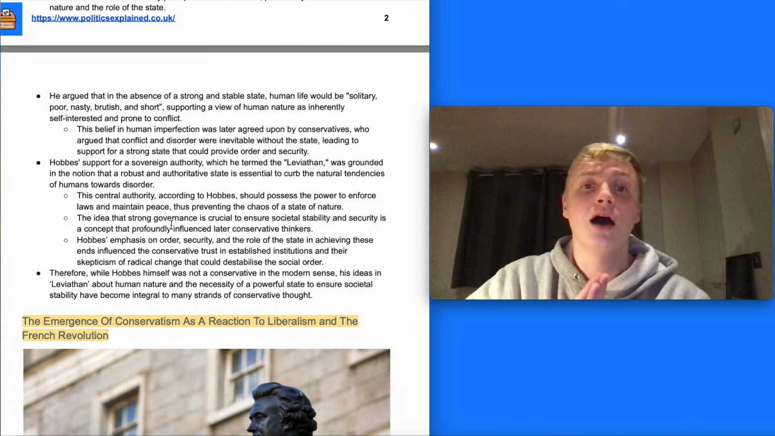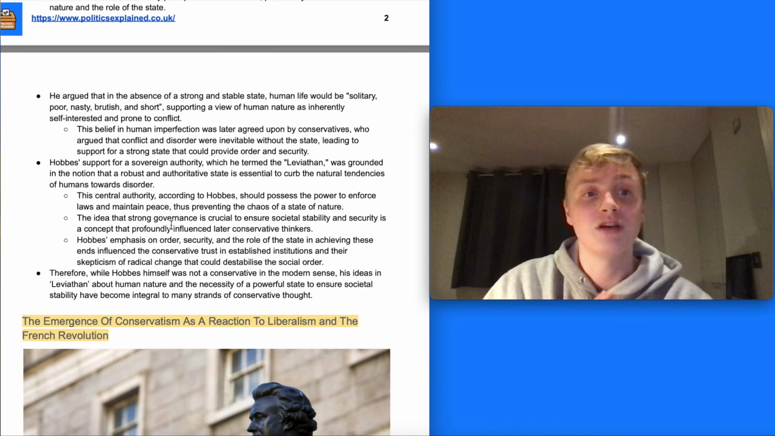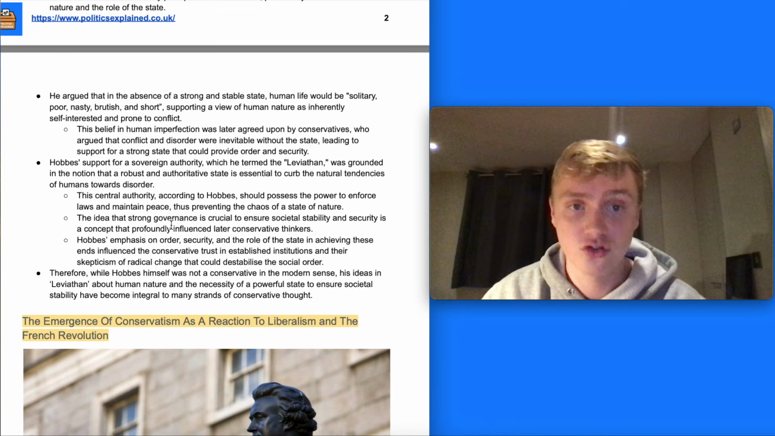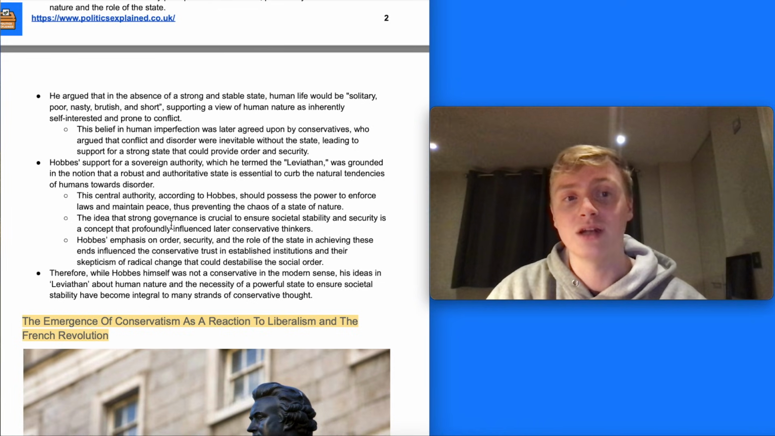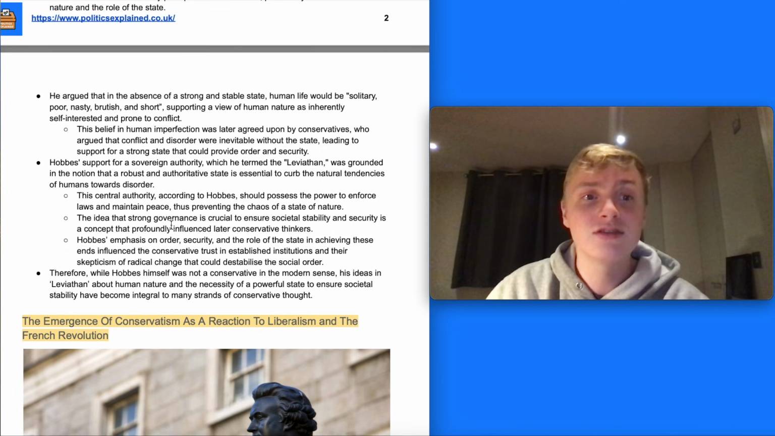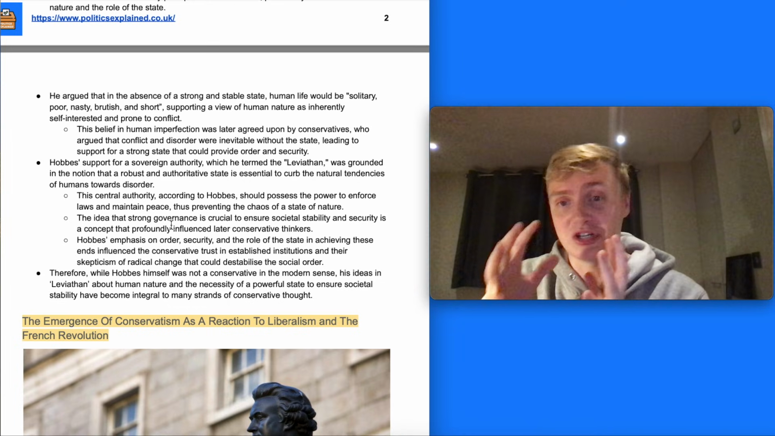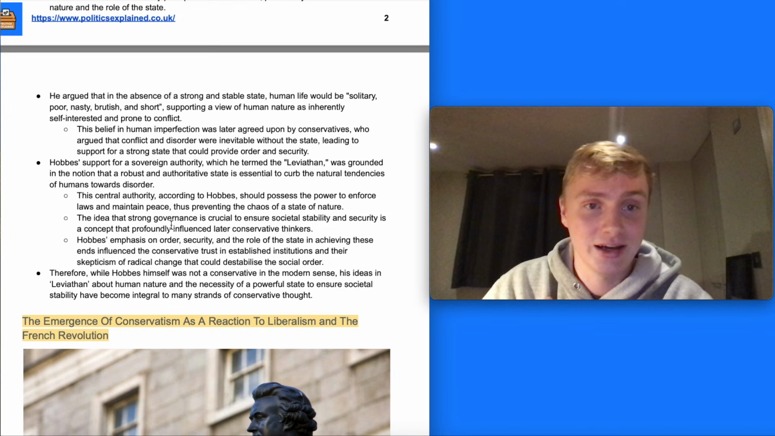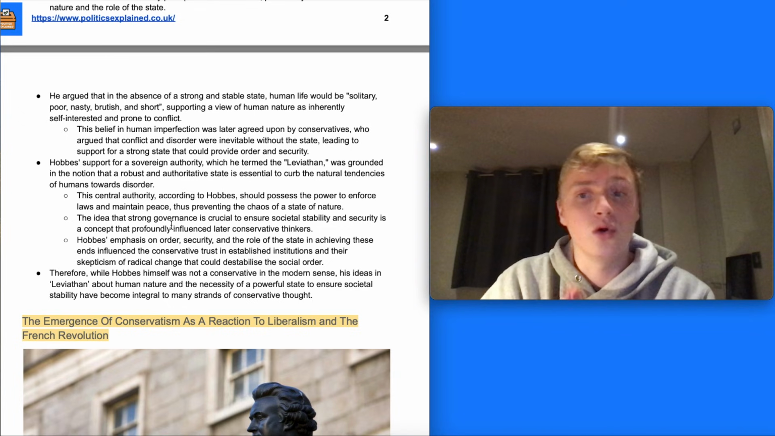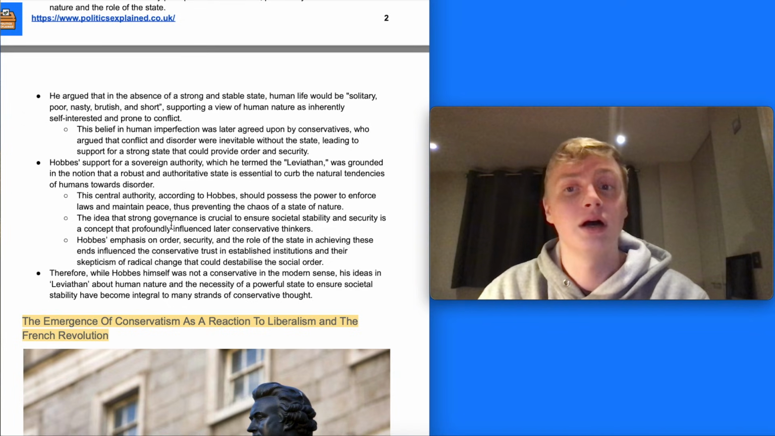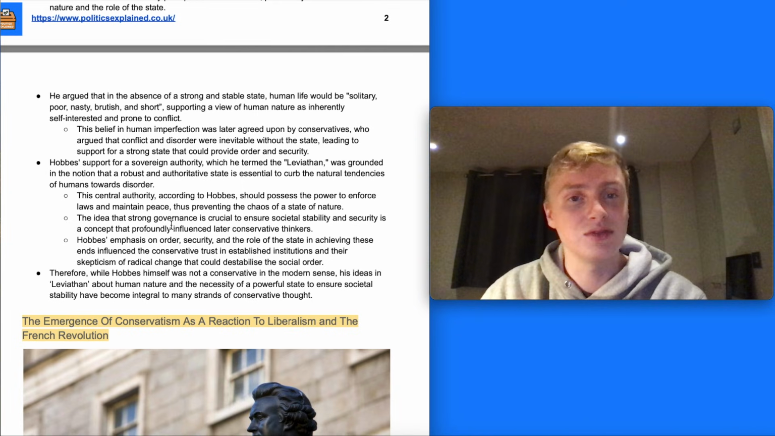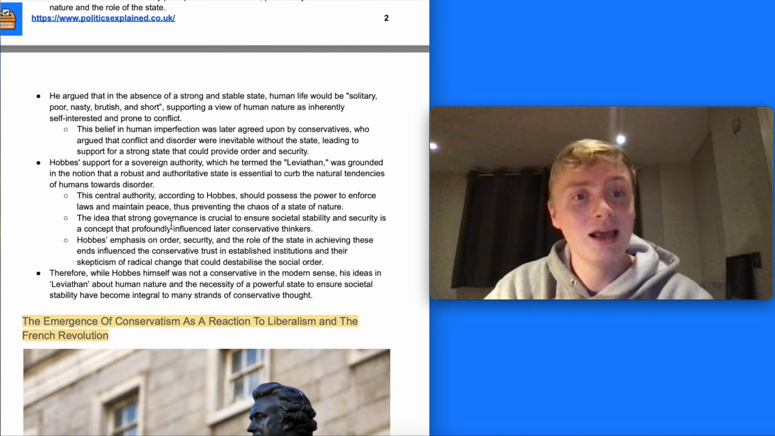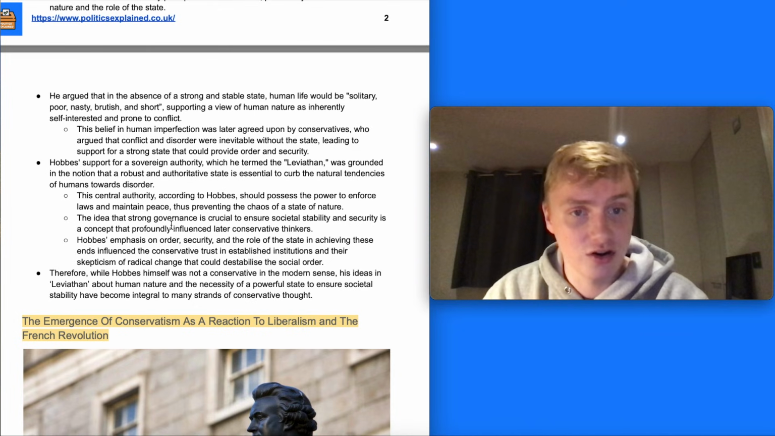In relation to human nature and the state, he argued that in the absence of a state, in the state of nature, human life would be solitary, poor, nasty, brutish and short. And that was him supporting a view of human nature as inherently self-interested and prone to conflict, as he believed that effectively if humans were just left on their own, they'd all pursue their own goals and that would inevitably lead to conflict. And as we'll look at later, that's very much agreed upon among conservatives and becomes one of their key principles. And this led to him supporting a very strong state which could provide order and security.